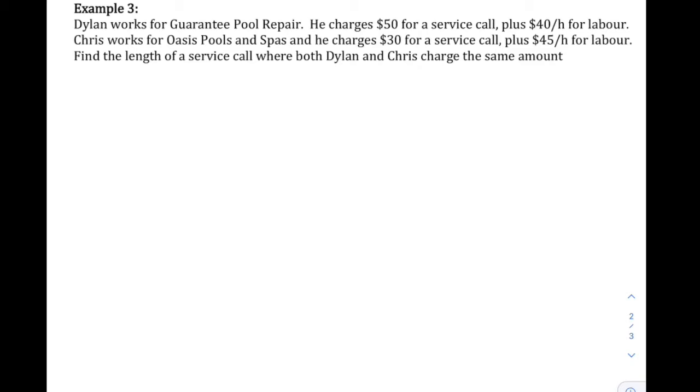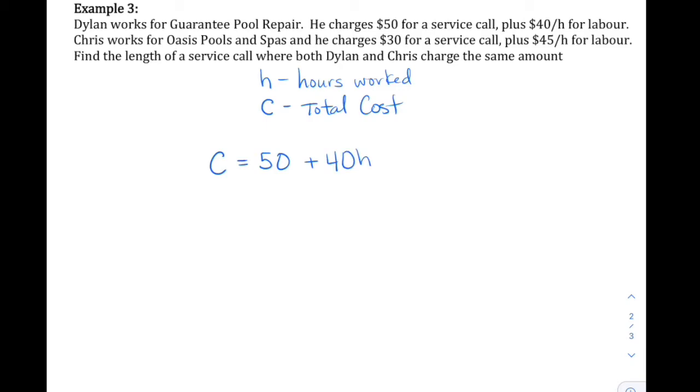So we need to break down our two variables here. One of our variables is how many hours, and the other one is cost. So I should be able to make two equations using C and H as my variables. So let's take Dylan. Dylan charges $50 to come to your house, plus he charges $40 for every hour that he works. That's the equation for Dylan.